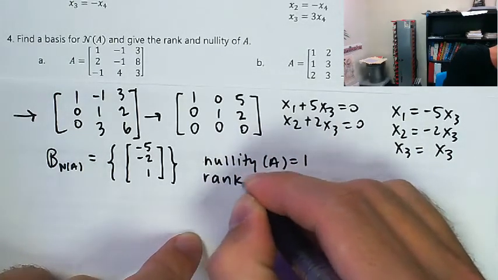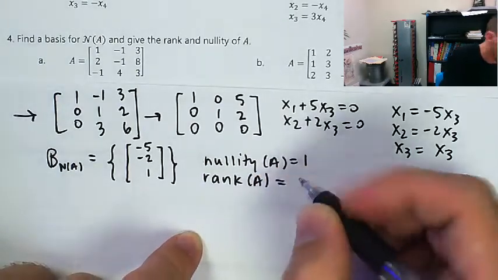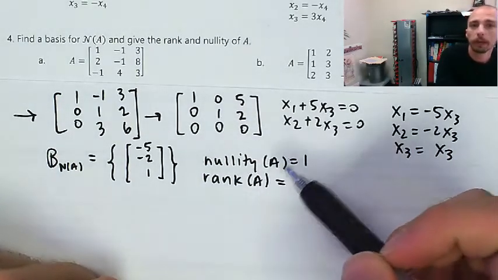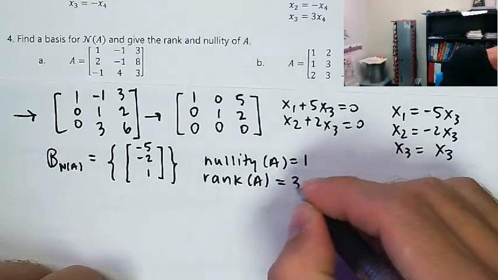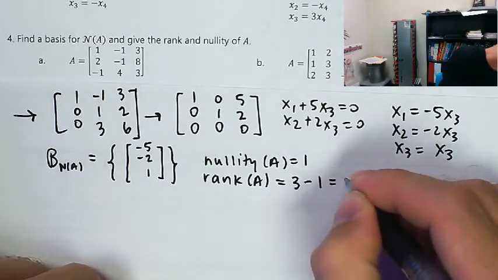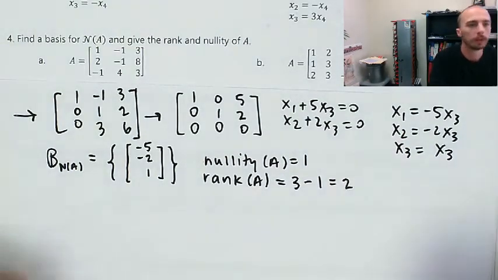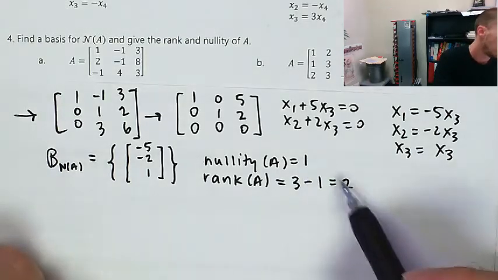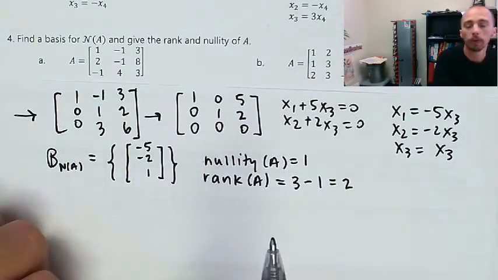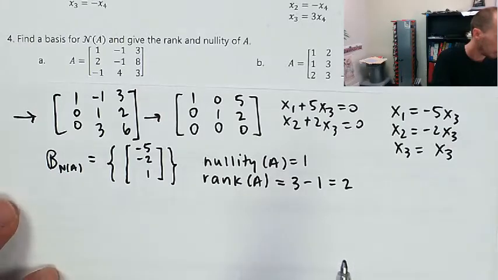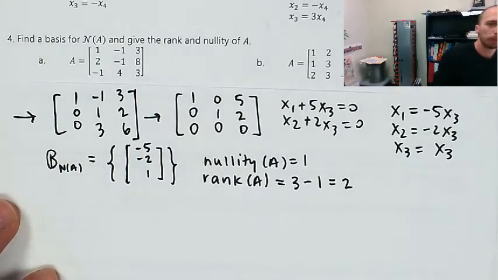And the rank of A is equal to, well, it's the number of columns minus the nullity. So it's going to be 3 columns minus the nullity of 1, which is 2. Okay, that's the rank nullity theorem. The rank plus the nullity has to add up to be the number of columns of your matrix. All right, that was part A.